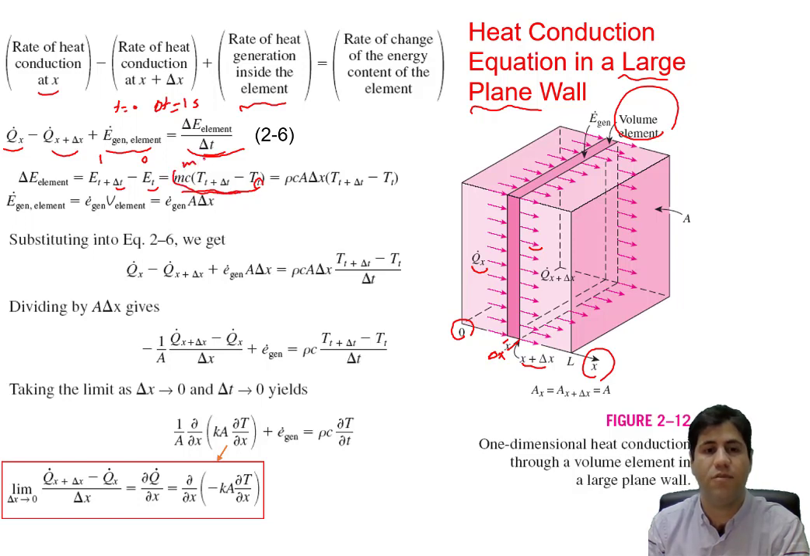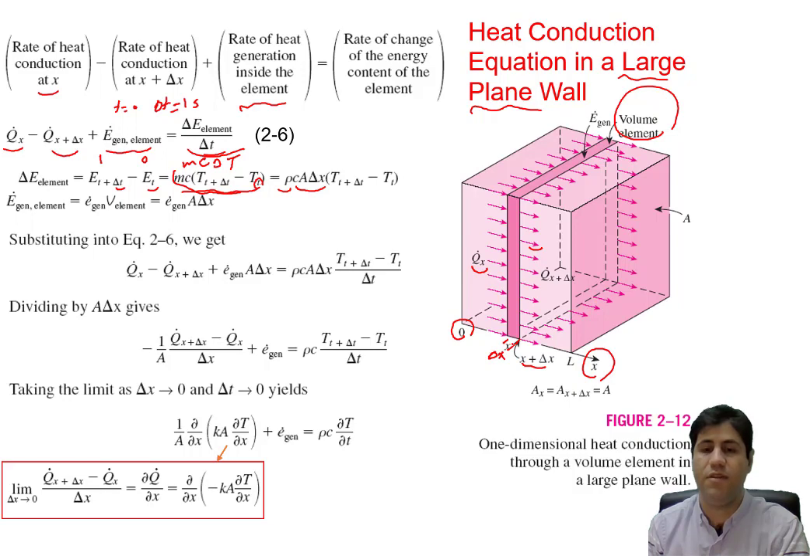MCΔT is the total heat transfer. Here, m is the mass of our volume element and c is the heat capacity. We don't have mass, but we have volume, so we can calculate it from density and volume. AΔx is the volume of our element.